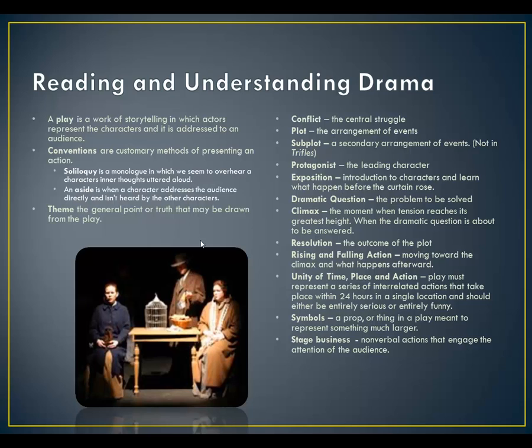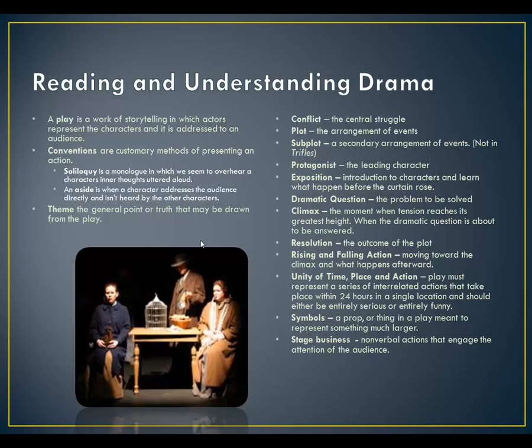The plot in a play is the arrangement of the events. How are we told the events? In some plays, there's a subplot, which is a secondary arrangement of events, but that isn't the case in Trifles. The protagonist, just like in the story, is the leading character.